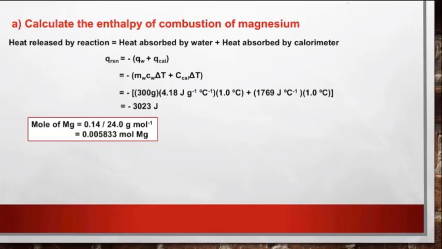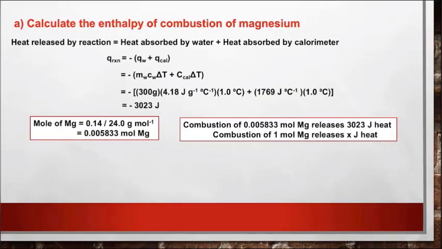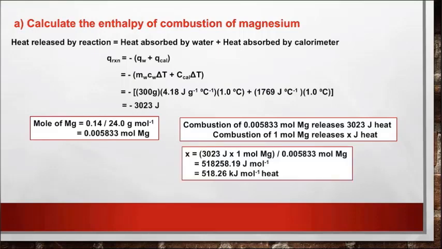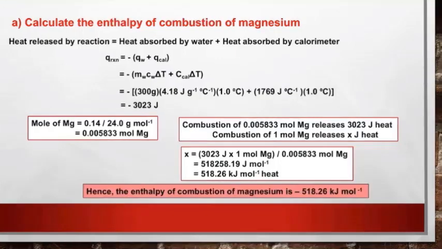0.005833 moles of magnesium. This means that the combustion of 0.005833 mole of magnesium releases 3023 joule of heat. But what about the combustion of 1 mole of magnesium? How much heat energy will it release? You just do cross multiplication to get the value of heat release for 1 mole of magnesium combusted. And that is the value of the enthalpy of combustion. Remember, the unit for enthalpy of combustion is kilojoule per mole. Hence, the enthalpy of combustion of magnesium is negative 518.26 kilojoule per mole.